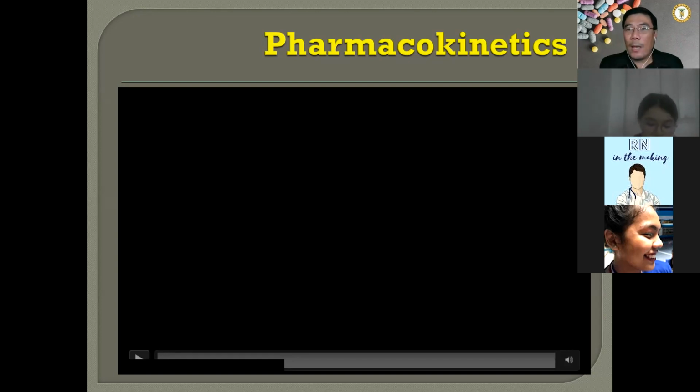Last but not the least, we have pharmacotherapeutics. If we say pharmacotherapeutics, this will give us the idea of how it will lead to its indicated system or organ that the drug is taking effect on. From the term itself, therapeutic, it's the desired effect. So those are the four concepts.